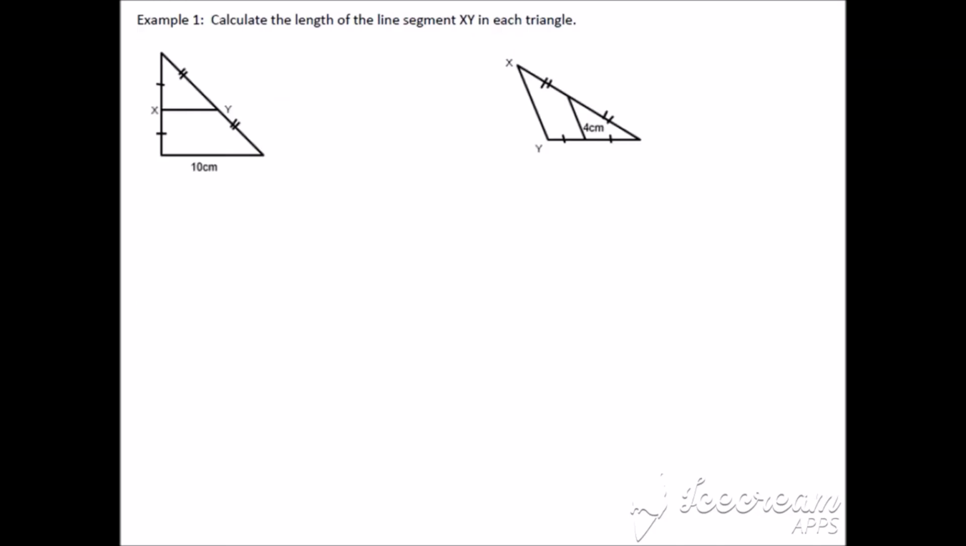So example 1: calculate the length of the line segment XY in each of these triangles. We can see that X and Y both occur at midpoints. If this was ABC, and you're allowed to do that, if you have a triangle and it's not labeled, you can go ahead and label it. X is the midpoint of AB, Y is the midpoint of AC. We can see that because these dashes show that these two parts are equivalent, meaning that it cut it right through the middle.